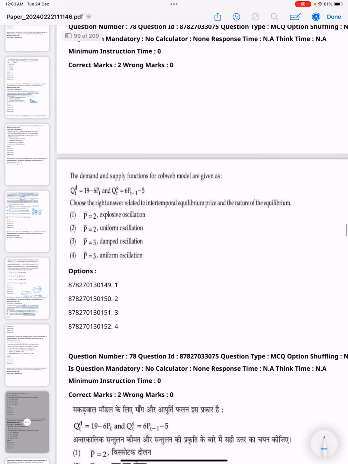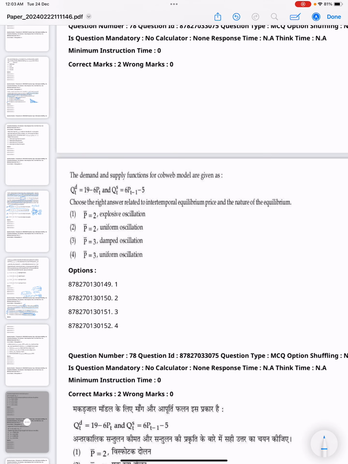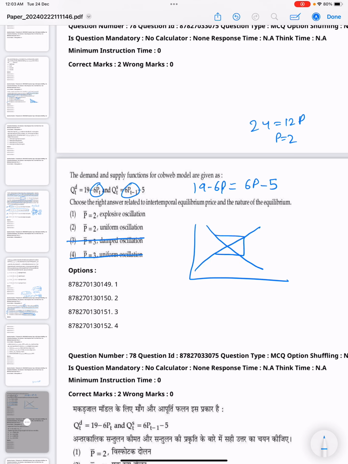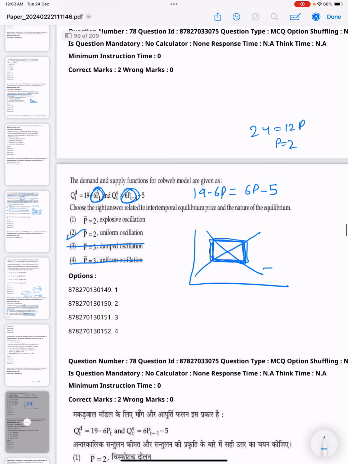Okay, the demand and supply functions for the Cobweb model are given as follows. First you need to equate the prices, 19 minus 6p equals 6p minus 5. Cobweb phenomena you must be knowing. So 24 equals 12p, p equals 2. So these are removed. And since the slopes of the curves are the same, slope is 6 and minus 6, so the absolute value is the same. So it would be uniform oscillation.